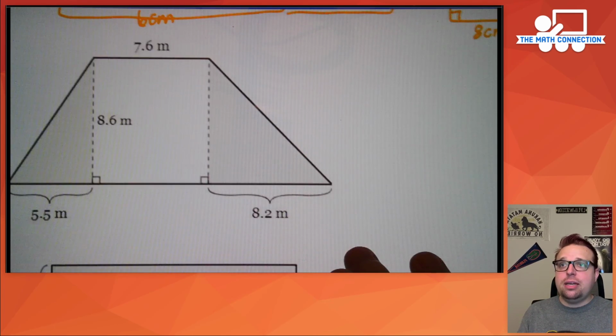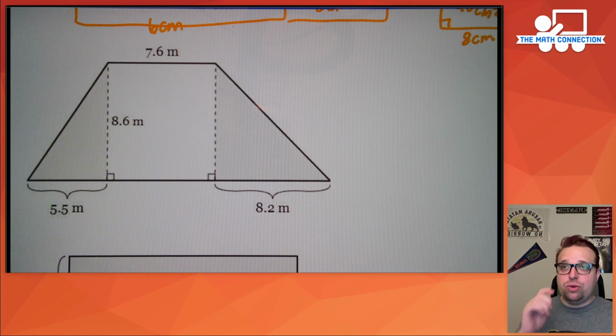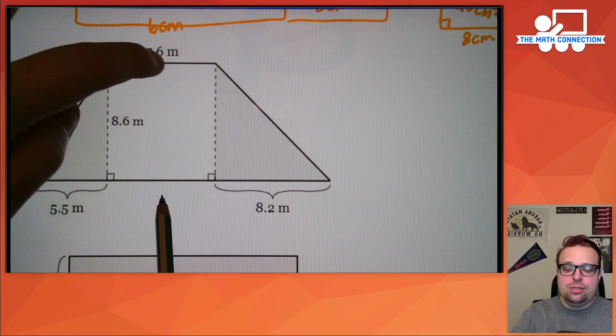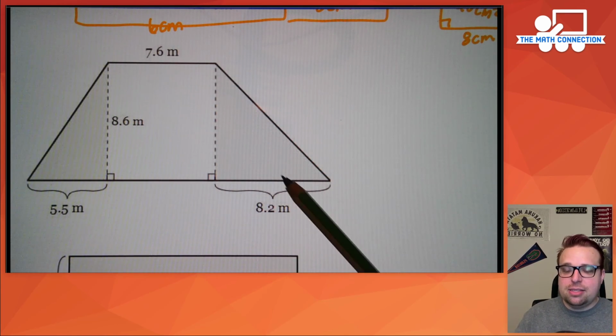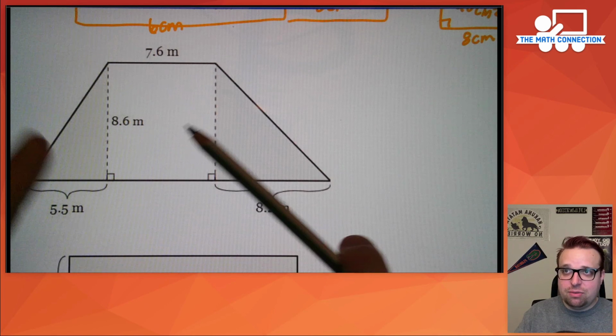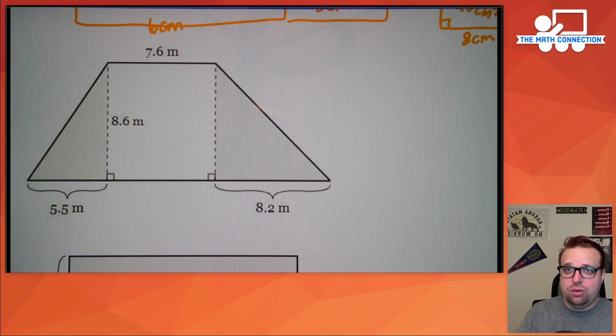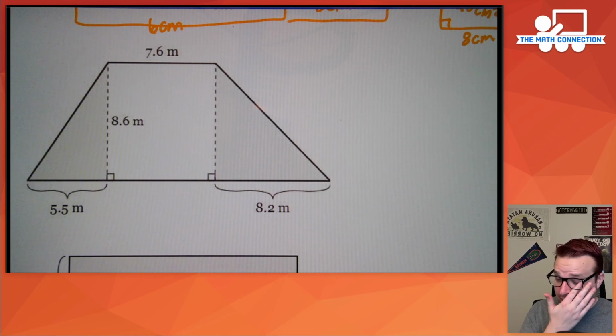So let's take a peek at this one. It looks like we have a trapezoid, right? We have a trapezoid because these two pieces, the bottom base and the top base, are parallel, but the sides, the left and right side here, are not parallel with each other. That's why this is a trapezoid, okay?